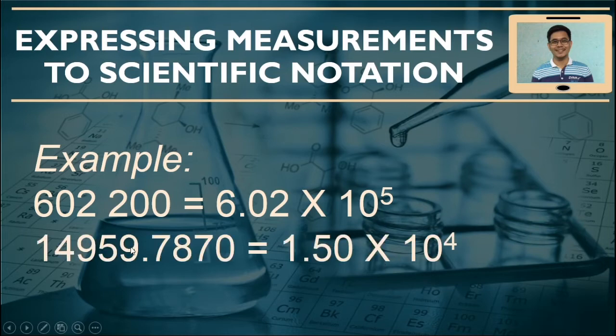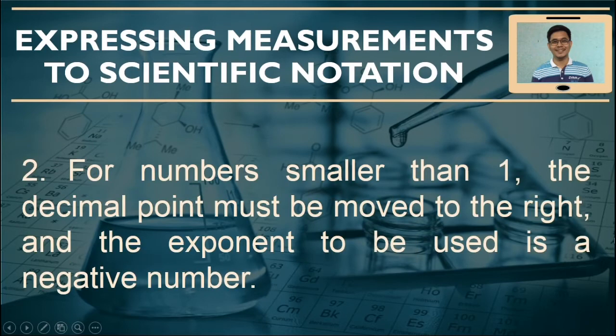Another example would be 14,959.7870. Dapat nating i-move yung decimal point na nandito sa pagitan ni 9 and 7 sa pagitan ni 1 and 4. So, move natin siya ng ilan? 1, 2, 3, 4. So, 4. Kaya naman, ang naging final answer natin for its scientific notation is 1.50 multiplied by 10 raised to 4. Bakit 4? Kasi 4 times natin siyang minove papuntang kaliwa. Okay? And now, let's have the second.